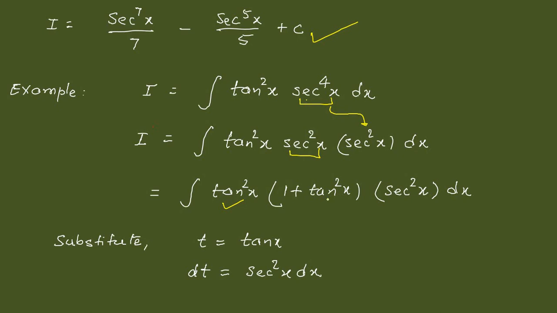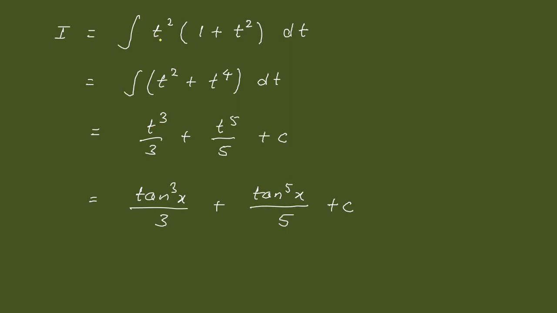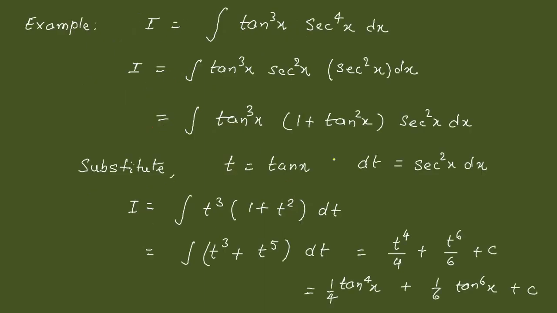So now we are in the situation to simply substitute tan x as t. So of course t is tan x and dt is sec square x dx. So we will get the integrand in the form of t square (1 plus t square) dt, and of course after multiplying it we'll get t square plus t to the power 4, and integrating we will get t cube by 3 plus t to the power 5 by 5 plus c, and t was actually originally tan x, so we'll substitute it back.